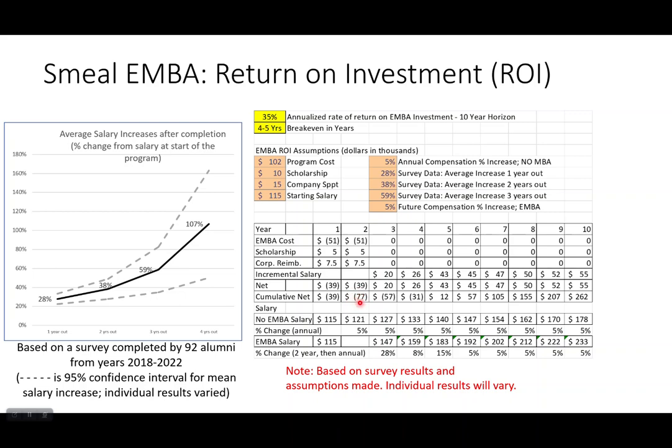And you can see at the end of the second year, you're down $77,000. That would be the net cost of the program, which is the cost of the degree minus scholarships minus a corporate reimbursement assumption. Now the question is, how could I identify and compute the rate of return of your EMBA investment?